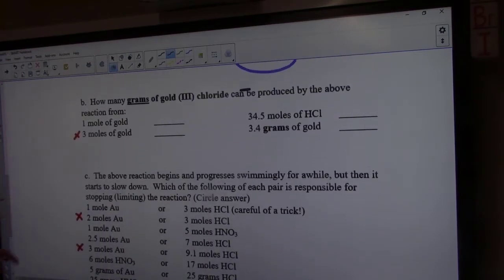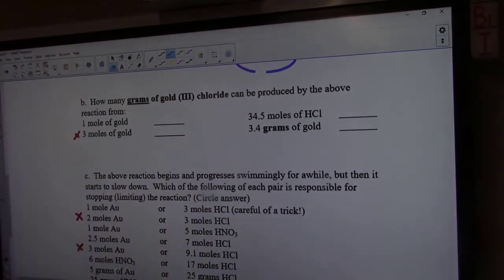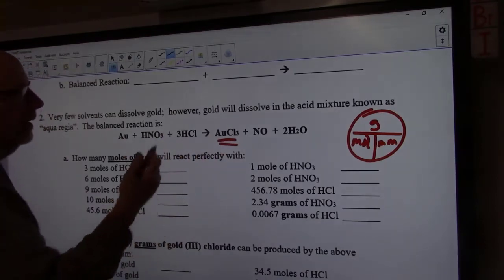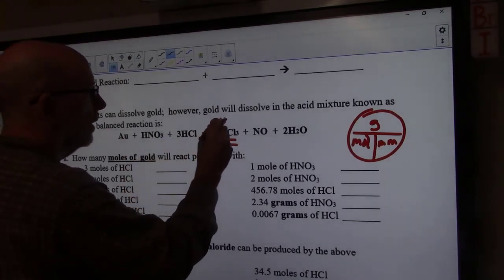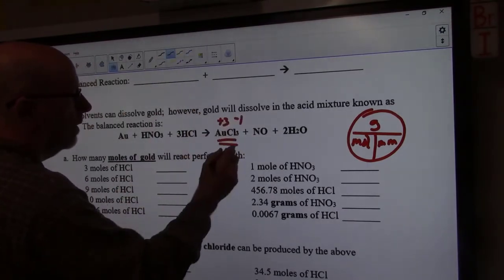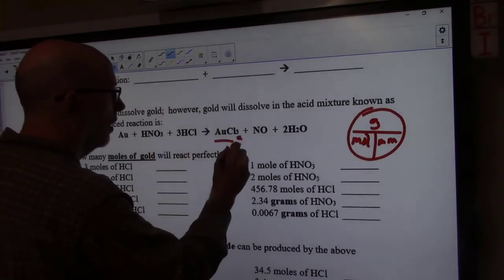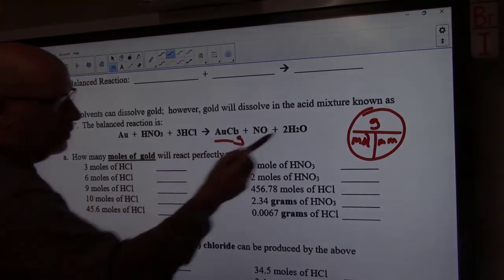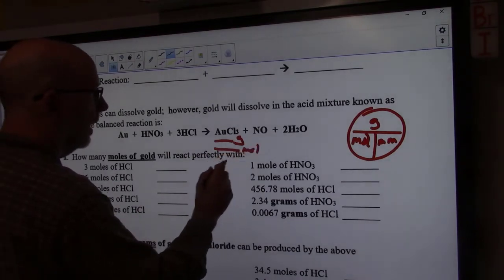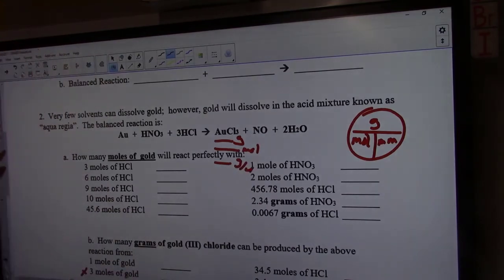Let's go down here. So how many grams of gold 3 chloride can be produced by the above reaction? Here's gold 3 chloride right here. Gold is in the middle of the periodic table. The Roman numeral 3 means gold has a +3 charge. Chloride, I see on the periodic table, gets a -1, crisscross applesauce. AuCl3 is my formula, so I need the grams. So I'm going to have to calculate those grams, I think, using moles times molar mass. So I need to figure out the moles of this, and I also need to know the molar mass, grams per mole.